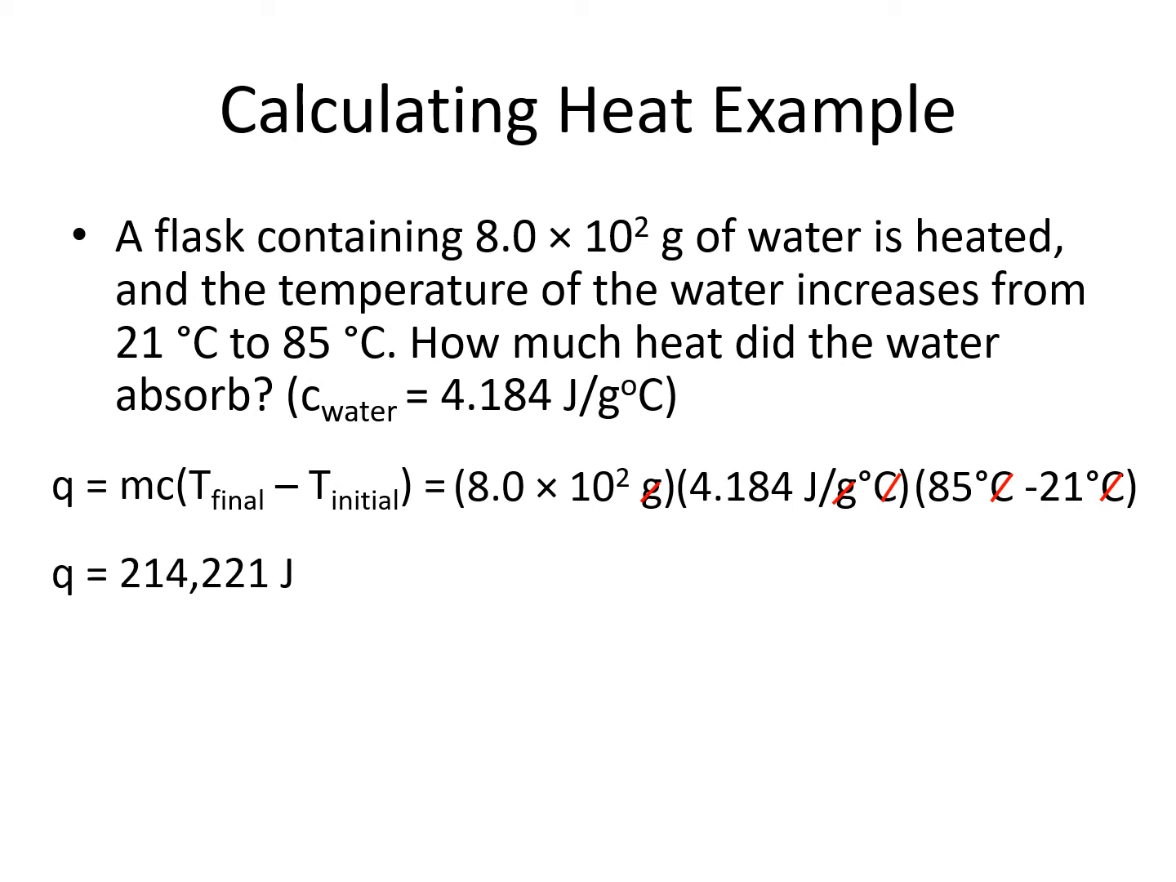So when we plug in all of our numbers and do the calculation, we come out with 214,221 joules. And that's how much heat the water absorbed. We could put this into scientific notation just to make the number a little bit more manageable. So we could write it as 2.1 times 10 to the 5th joules. Or we could put it into kilojoules and write it as 2.1 times 10 to the 2 kilojoules. We'll often change from joules into kilojoules just so we can get a smaller value for our number.